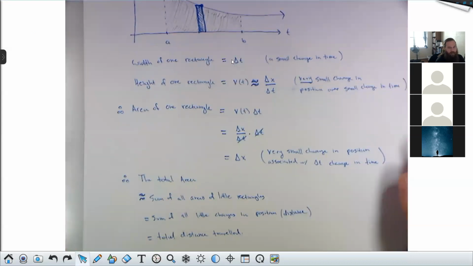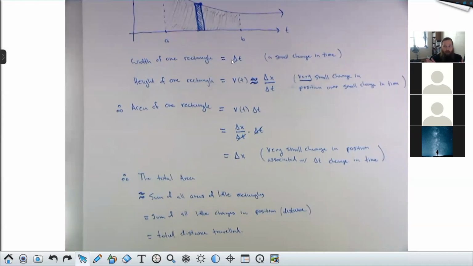And if this argument makes you go, whoa, that's really cool, then you need to take physics. Because this is exactly the sort of thing that physicists do all the time, and it is really cool. So the total area under the velocity curve from time t equals a to t equals b is equal to the total distance traveled. Nifty stuff, right?